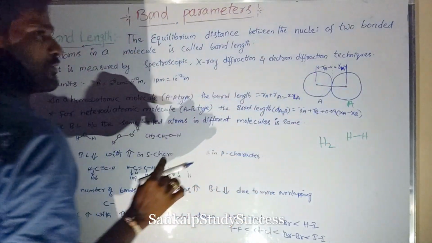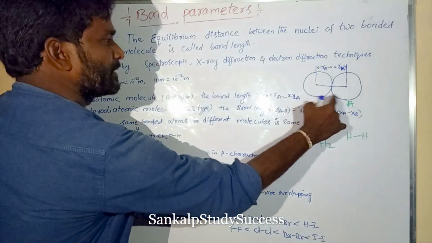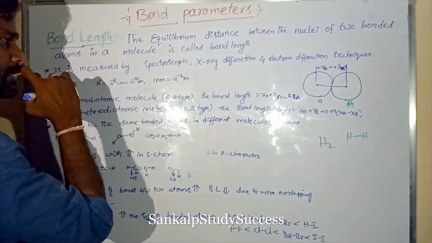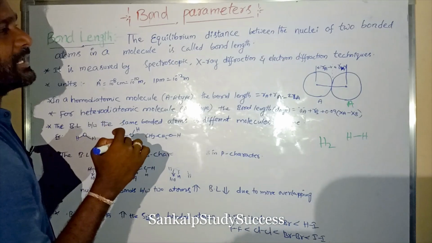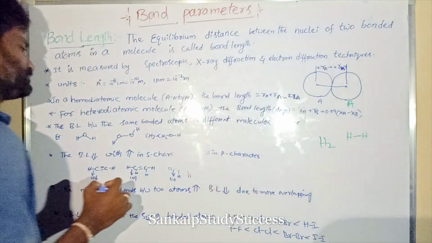What is a homoatomic molecule? In a molecule, if the two atoms are the same, that is said to be a homoatomic molecule. So in a homoatomic molecule, the bond length is equal to Ra plus Ra, which is 2Ra.